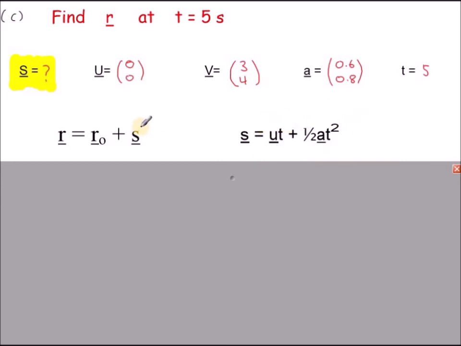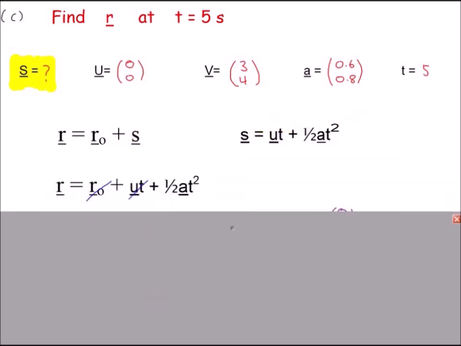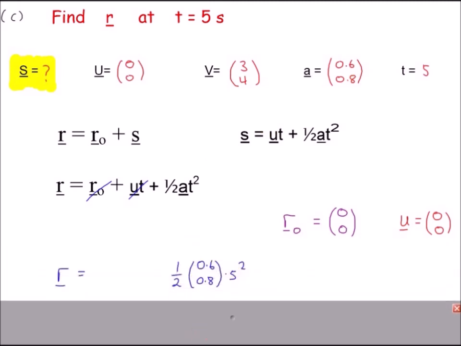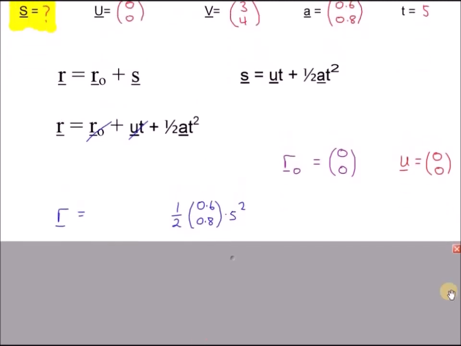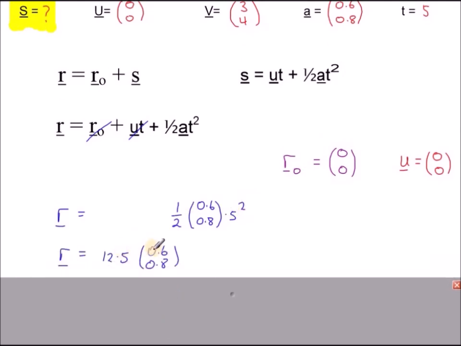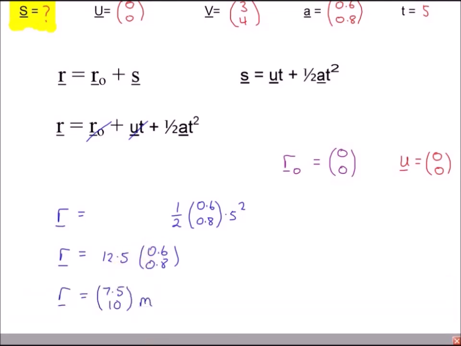and we put this into here to get this formula, and we already know that r0 and u are both 0, so these terms can be cancelled out, and we're left with half at squared. The acceleration is here, time is there, we substitute those values in, like so, and then 5 squared times a half, just simplifying, and then 12.5 times 0.6, 12.5 times 0.8, and we have our position vector of the particle 5 seconds into its motion.